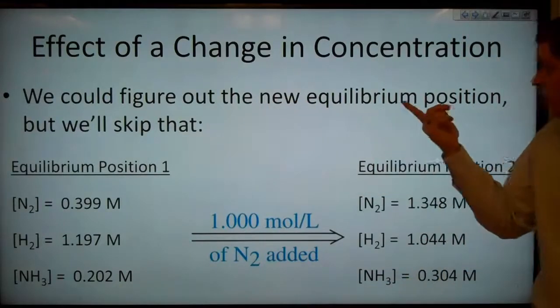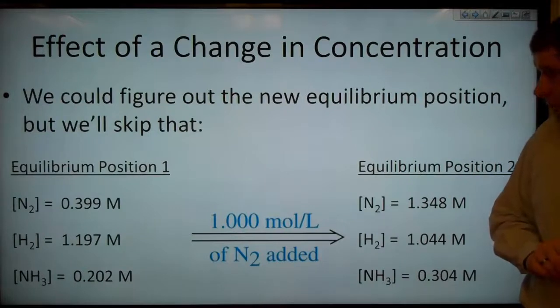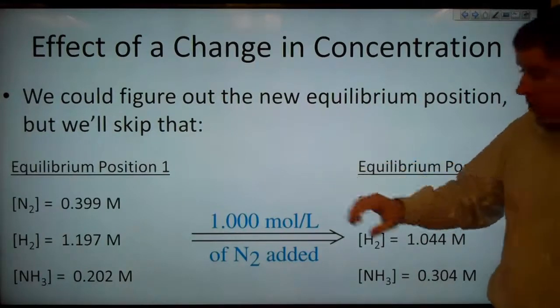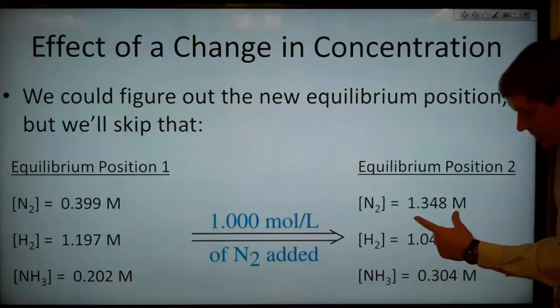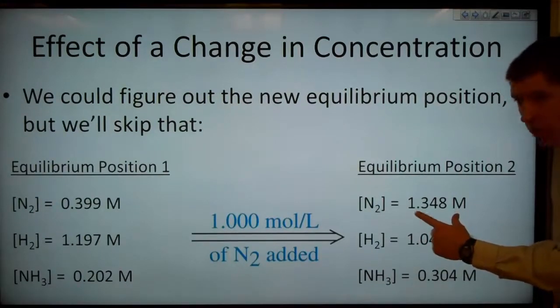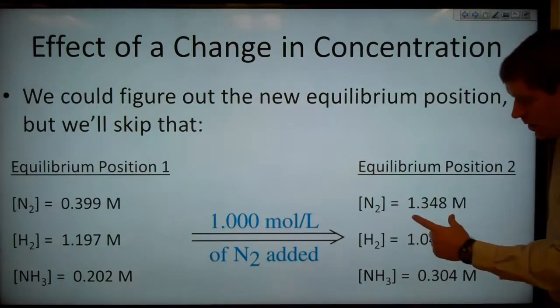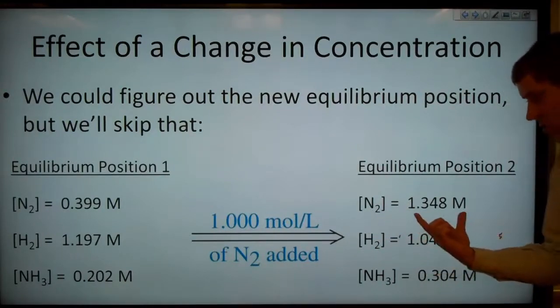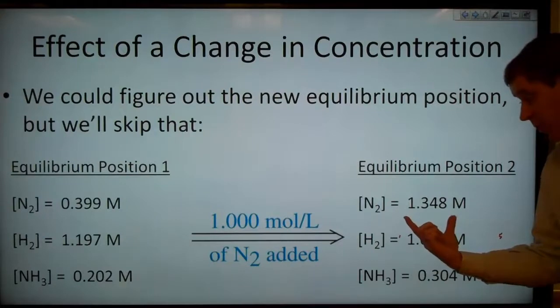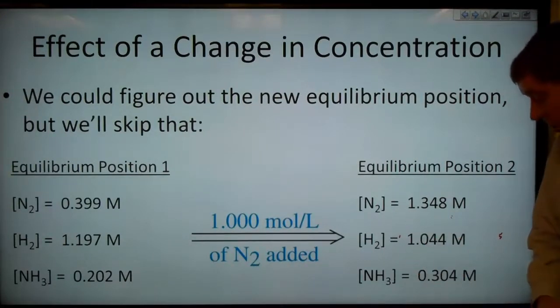So we could figure out the new equilibrium position, but I'm going to skip that calculation. I'm just going to tell you what the values are. So the second equilibrium position, because initially before we added any of our nitrogen, we were already at equilibrium, has a nitrogen concentration of 1.348 molar, a hydrogen concentration of 1.044 molar, and an ammonia concentration of 0.304 molar.